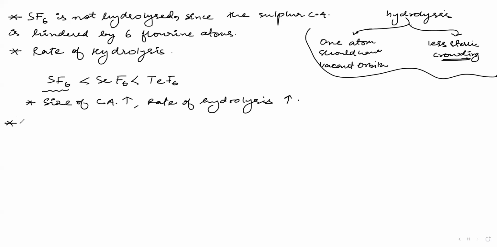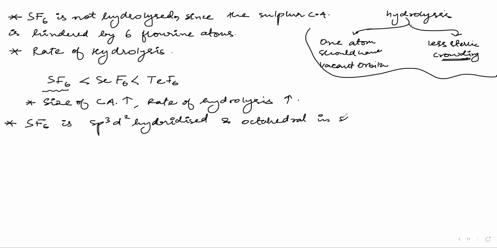Next thing is regarding its hybridization and its shape. So SF6, we have 6 surrounding atoms, so it is sp3d2 hybridized and octahedral in shape. So we will draw the structure of SF6 also. One more fluorine will be here.